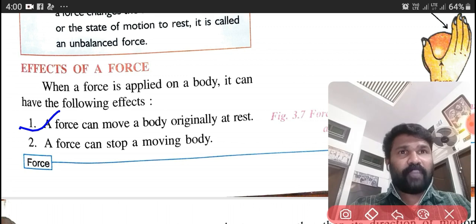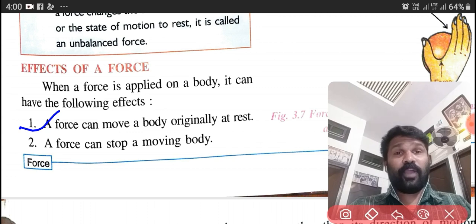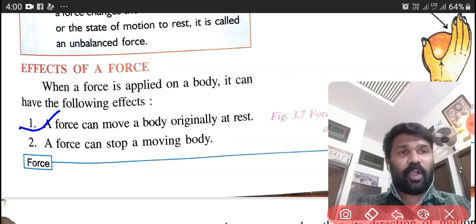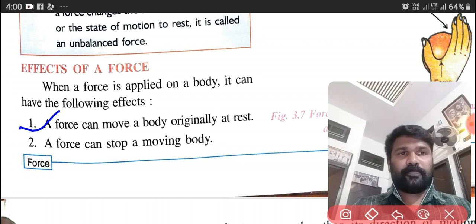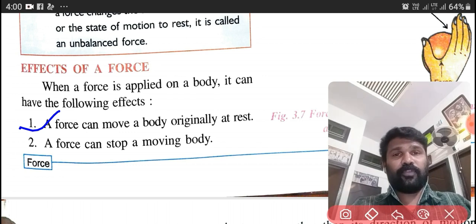Yesterday we discussed many situations: the baby cart, the bullock cart, the example of a moving book and a moving car. In all these examples, we can observe one common thing, the body is moving. Once we apply a force on a particular body, it moves. That is the first effect of a force: a force can move a body originally at rest.